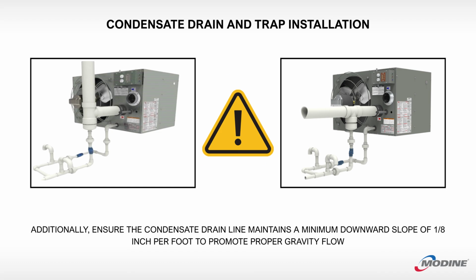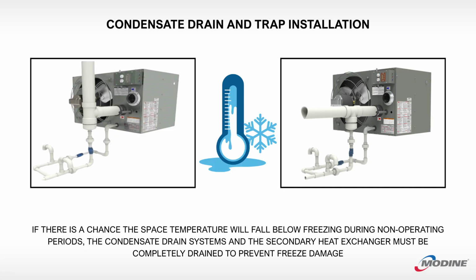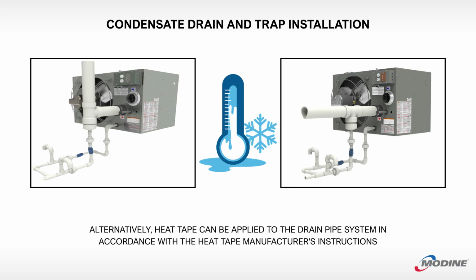If there is an opportunity that the temperature in the space will fall below freezing during non-operating periods, the condensate drain systems and secondary heat exchanger must be completely drained to prevent freeze damage. Alternately, heat tape can be applied to the drain pipe system in accordance with the heat tape manufacturer's instructions.